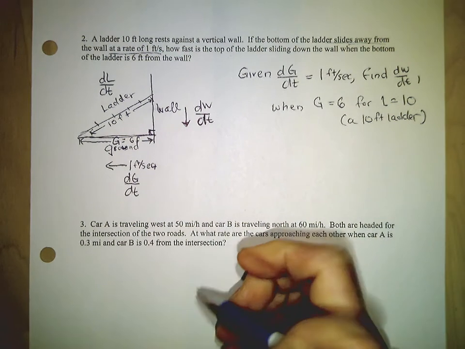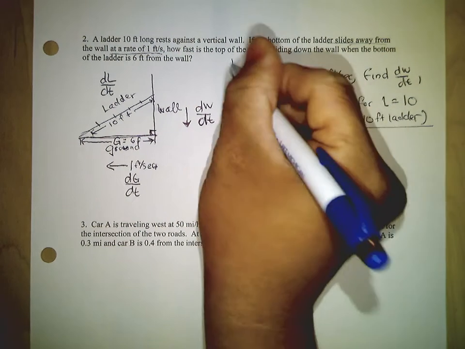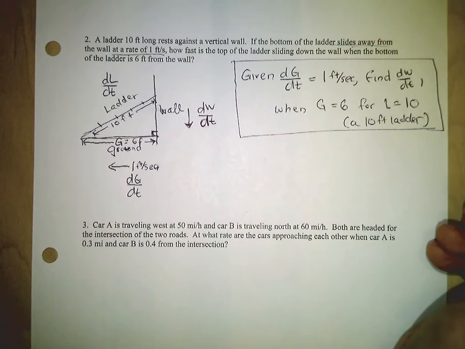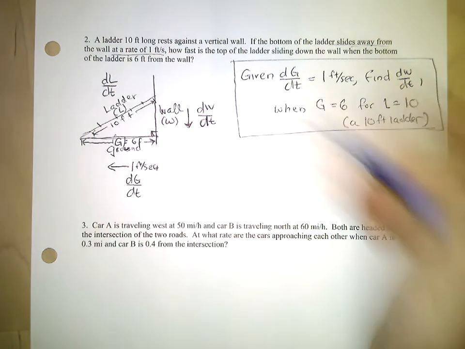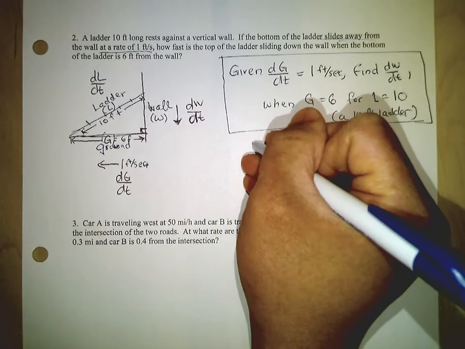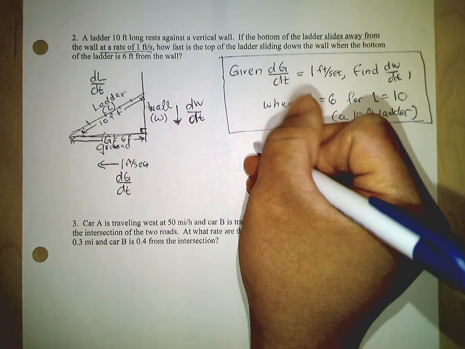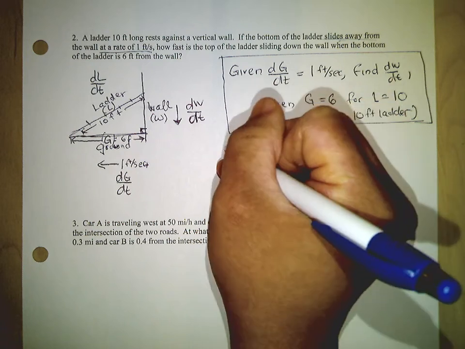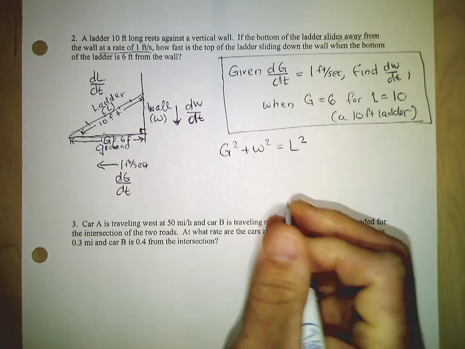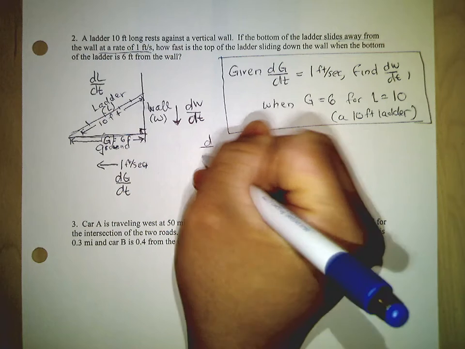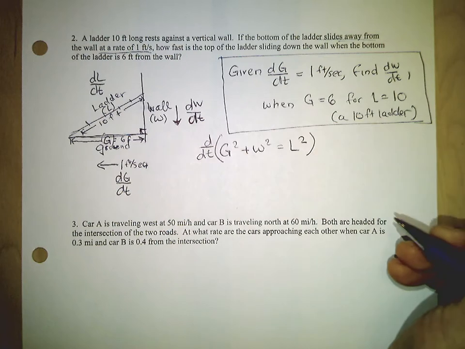Okay, so keep that in mind that this is a similar setup to what we have been doing before, but we need to find an equation to relate the three variables together. The G for the ground, the L for the ladder, and the W for the wall. Well, this is a right triangle, so we can use the Pythagorean Theorem. So g squared plus w squared is L squared. Then I'm going to find the derivative with respect to t here.